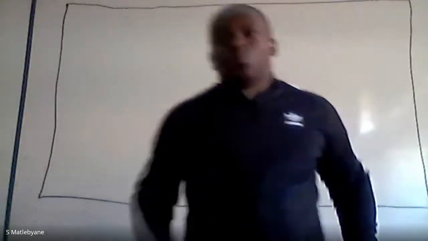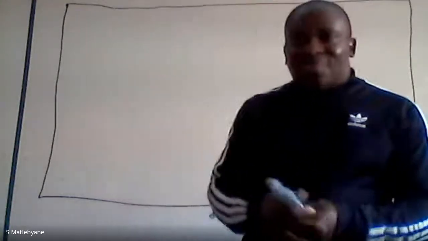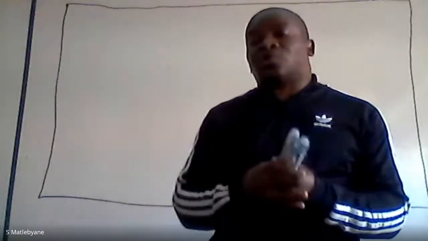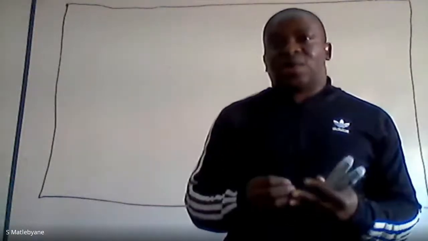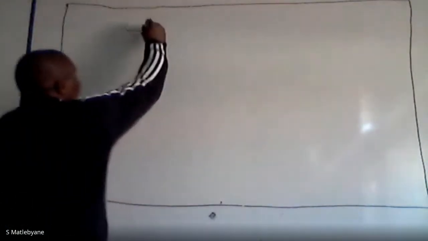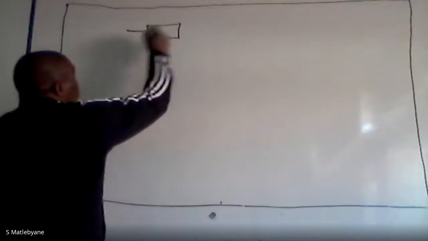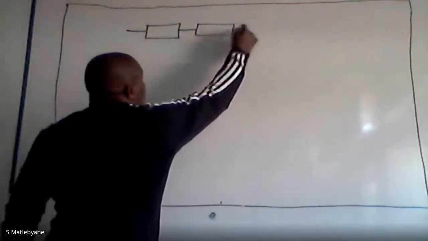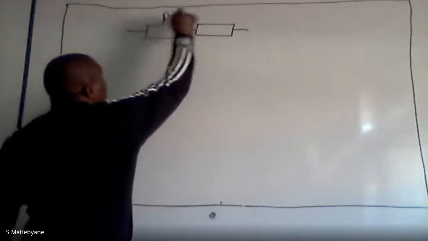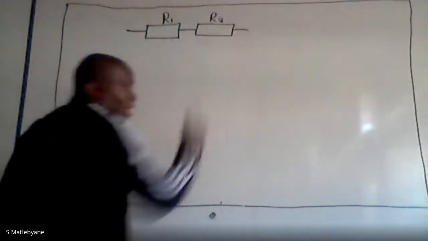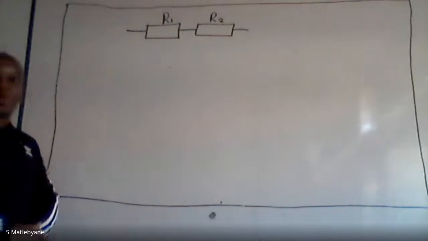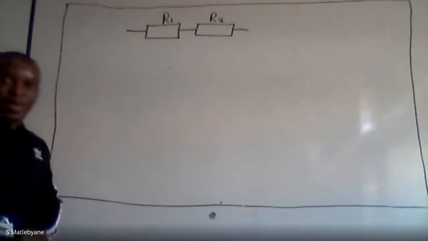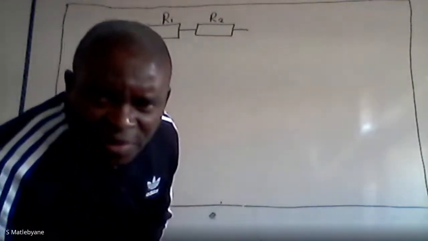So I will give you a circuit. So let's start with a simple circuit, a series circuit. Let's look at how we calculate resistance in series. So let's have our simple series circuit. So this is R1 and that is R2. So that is resistor 1 and that is resistor 2.